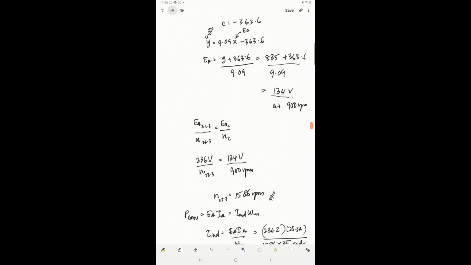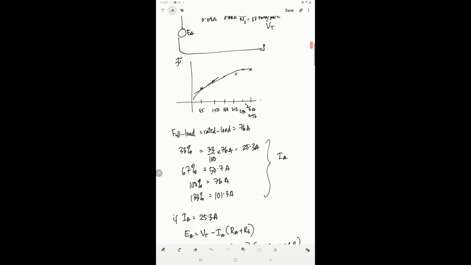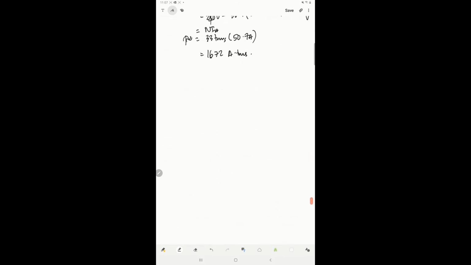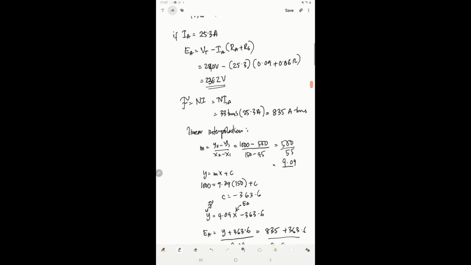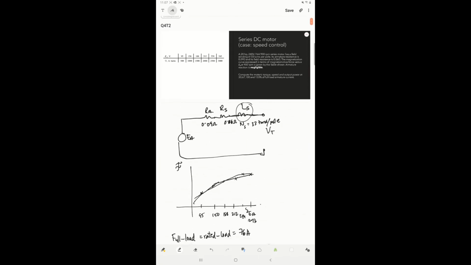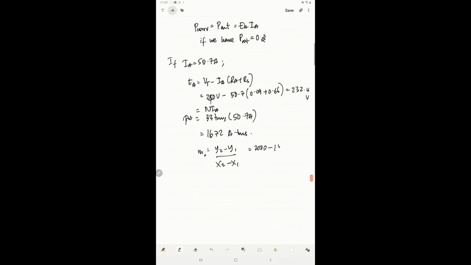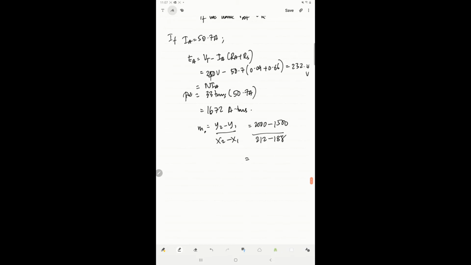So obviously we will need to compute a new M, because the linear interpolation now becomes between the third and fourth point. So between the third and fourth point, we assume this is linear. Okay, so that's why we need to compute a new M. And the new M is y2 minus y1 over x2 minus x1, which is in this case between 2000 and 1500 and 212 and 188. So again 2000 minus 1500 divided by 212 minus 188. So 500 divided by 24, so it will be 20.83. See, it's a different slope, and then we will have to find a different C as well.